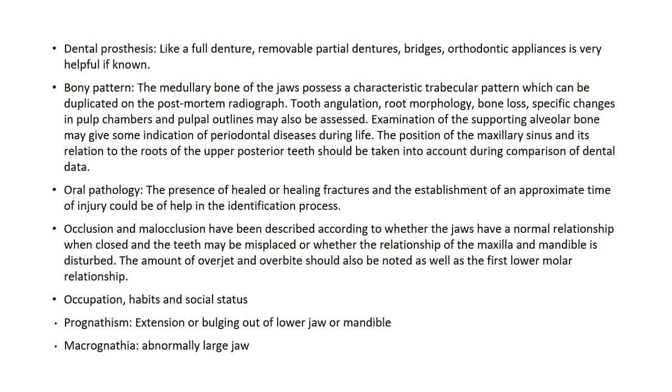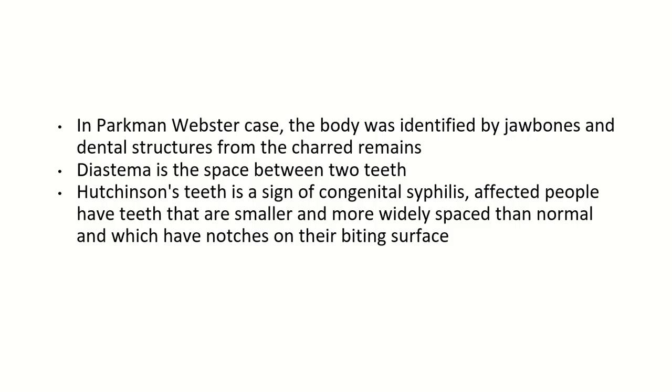Prognathism is the extension or bulging out of the lower jaw. Macrognathia is an abnormally large jaw. In the Parkman-Webster case, the body was identified using jaw bones and dental structures. The space between two teeth is known as diastema. And Hutchinson teeth are teeth which are small but the space between them is very wide.